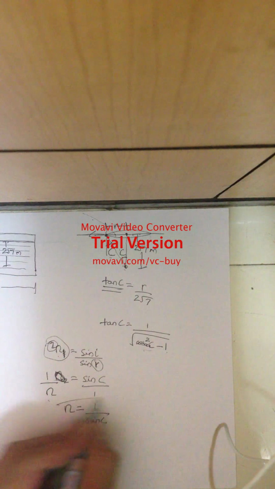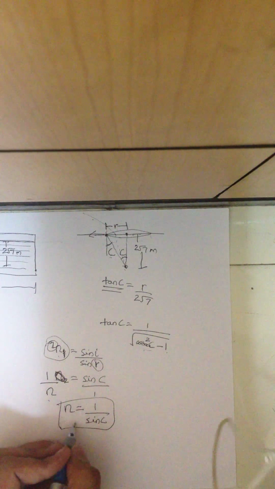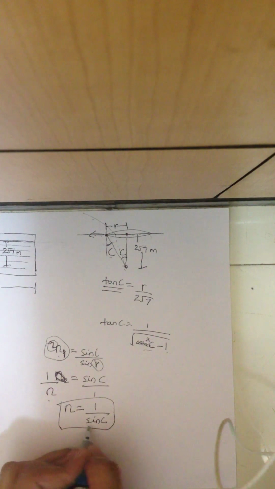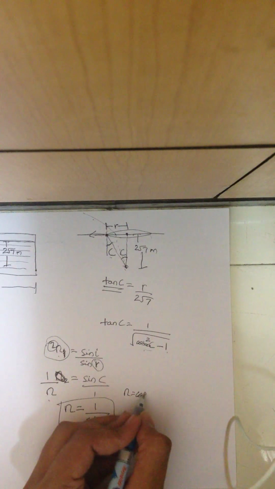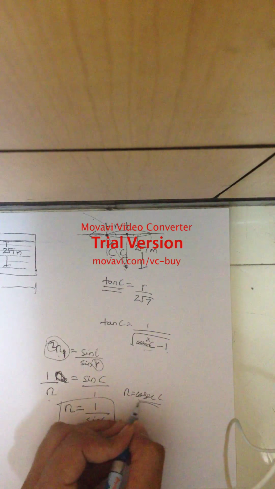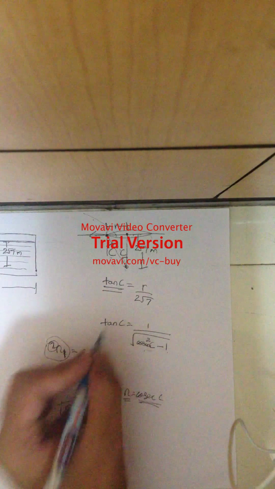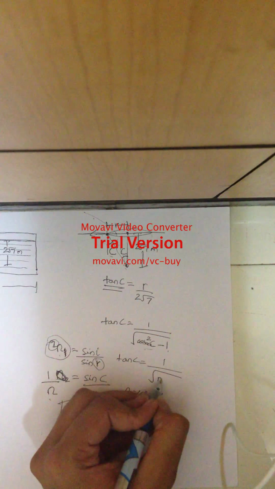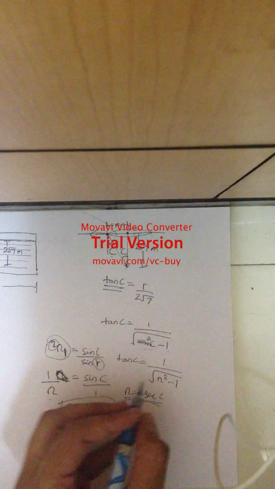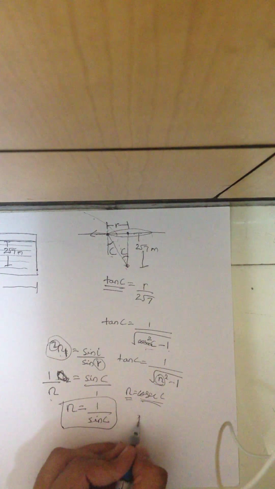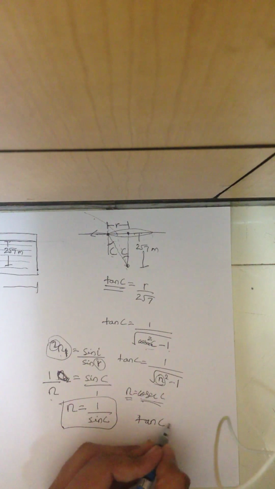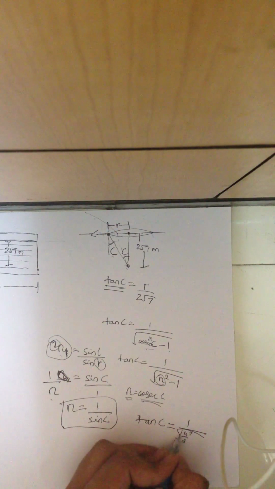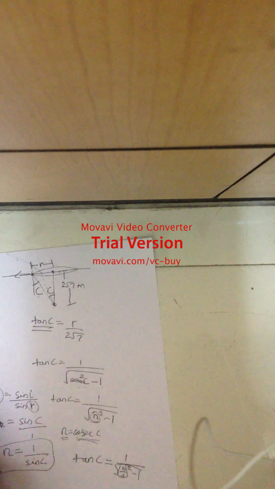That's my formula, right? So basically n is equal to cosec c. Now I'll substitute the value of cosec c for n. So what would my tan c be equal to? That would be equal to 1 by root of n squared minus 1. Now for water, n is equal to 4 over 3. So tan c would be equal to 1 by root of (4 by 3) whole squared minus 1. So what would that be equal to?